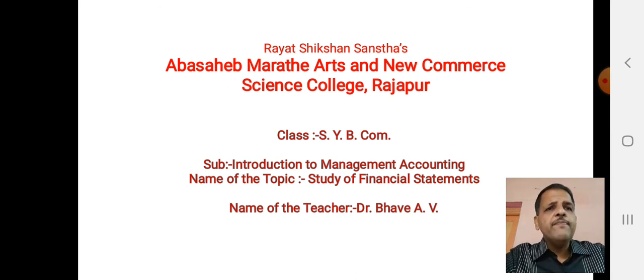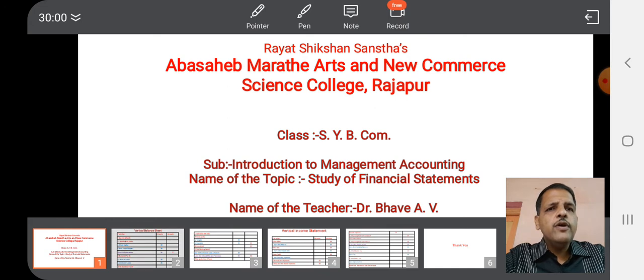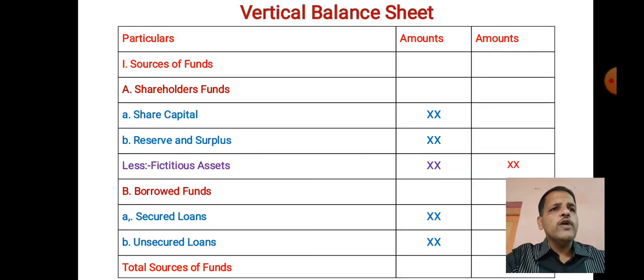When we say the term financial statements, as we know, two statements are there. One is vertical balance sheet and second is vertical income statement. First of all, we are going to see vertical balance sheet. Now, when we say balance sheet, there are two sections in the balance sheet. One section is of sources of funds, which include equities and liabilities. Another section is of application of funds, which includes assets.